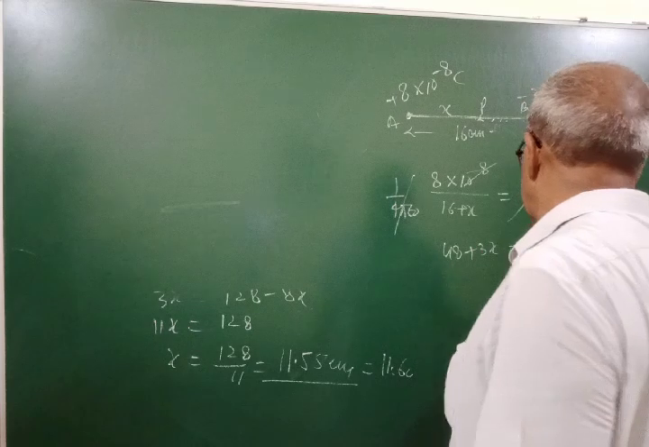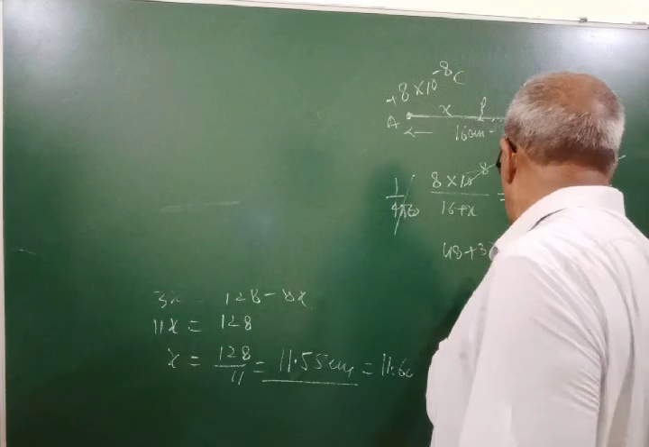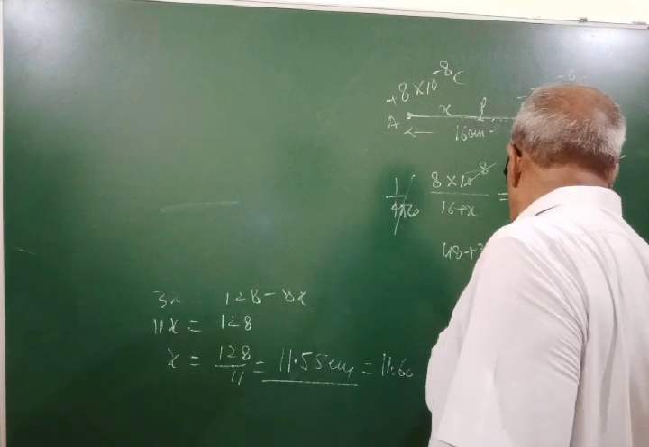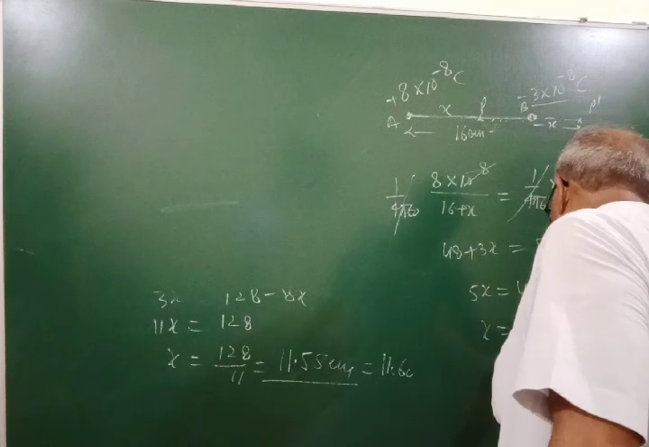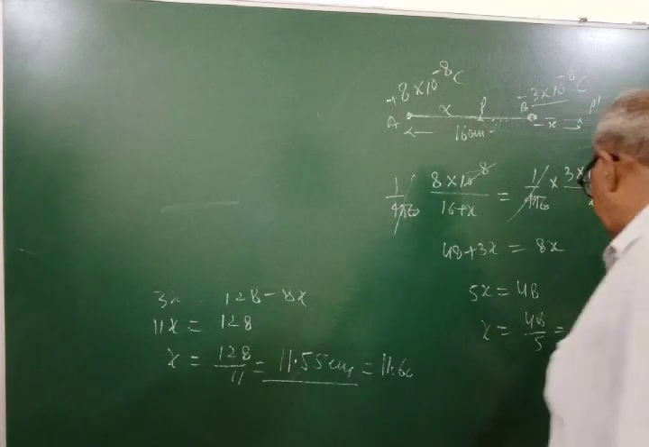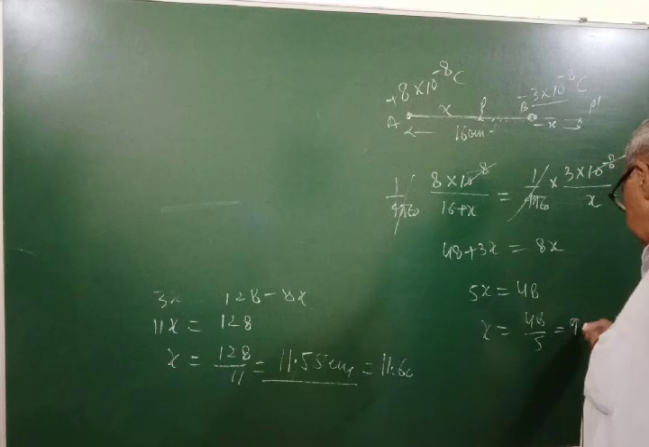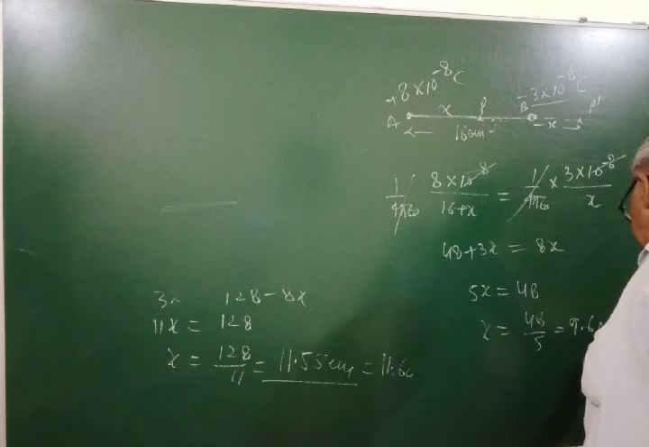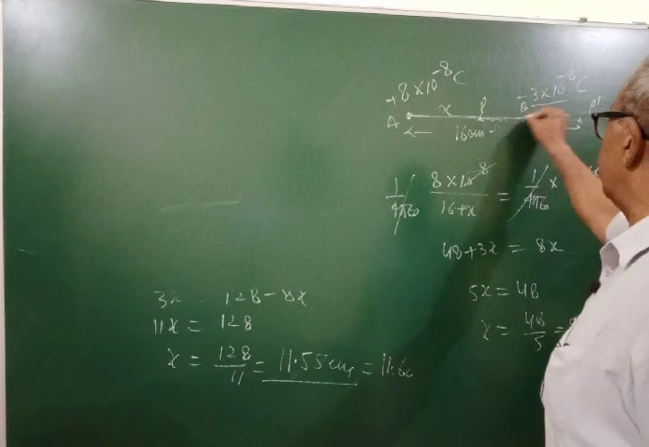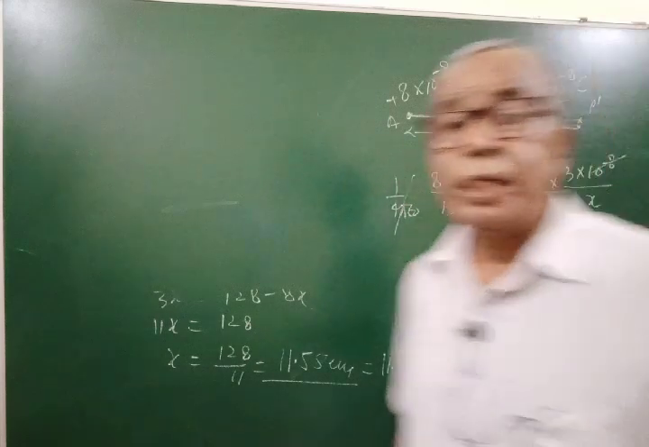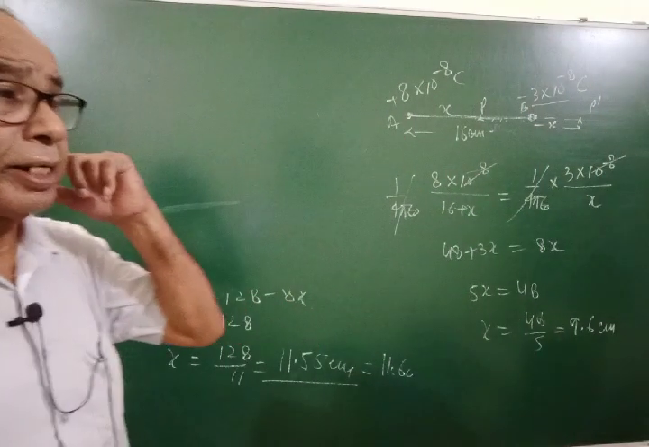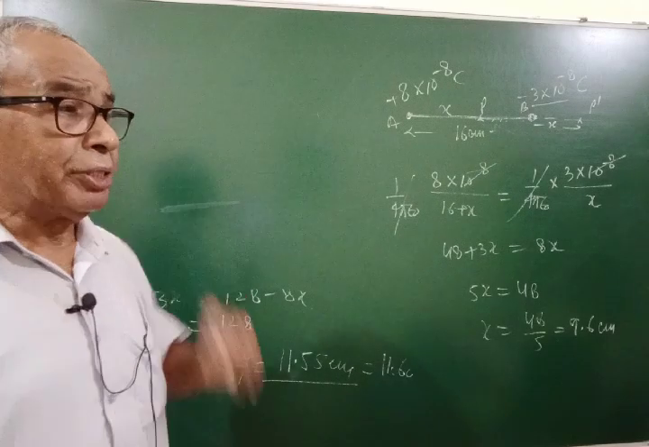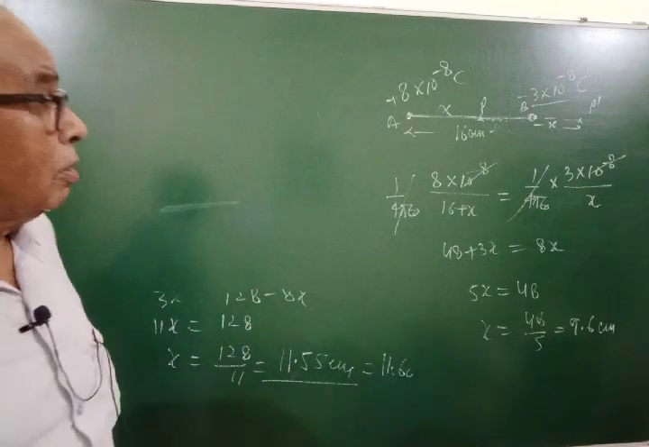So minus 3x here. So 5x equal to 48. X equal to 48 upon 5. 5 9 is 45. 5 6 is 36. So 9.6 centimeter away. So when some question is asked like this, please read it carefully. Otherwise you will be in trouble.